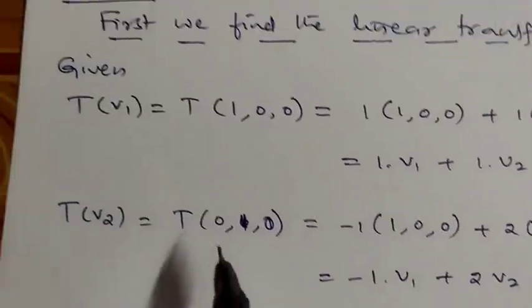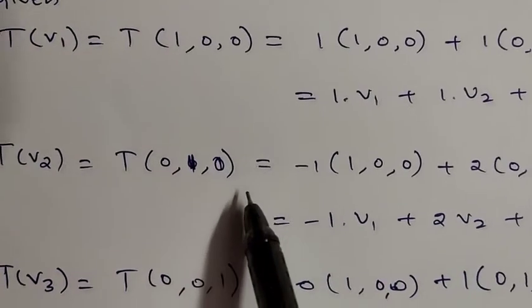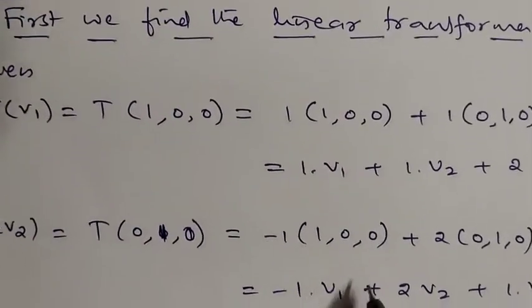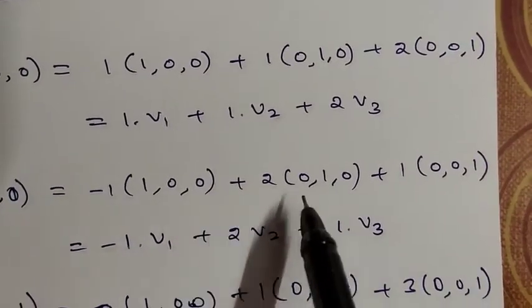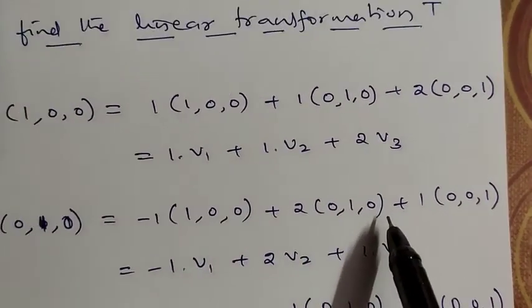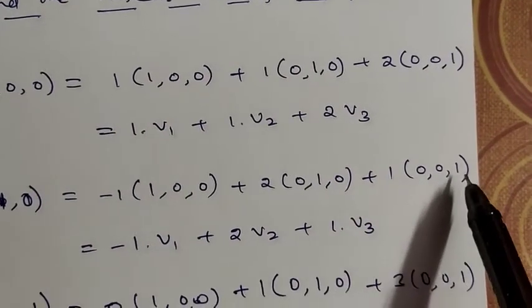Similarly, T of V2 is T of 0 1 0. The coefficients are minus 1, 2, 1. So minus 1 into 1 0 0, plus 2 into 0 1 0, plus 1 into 0 0 1.